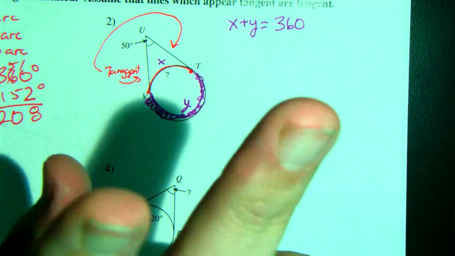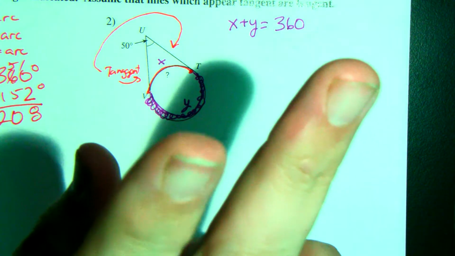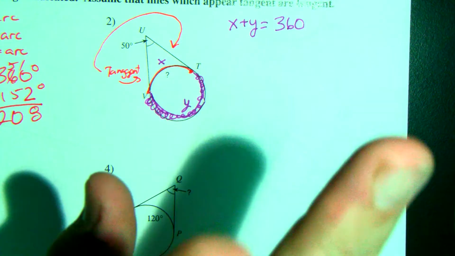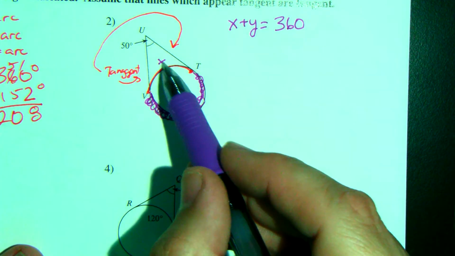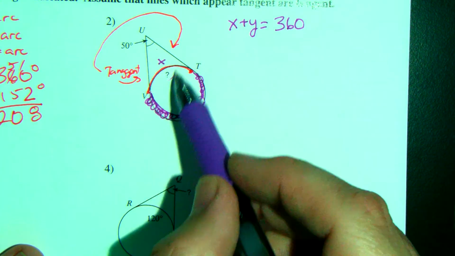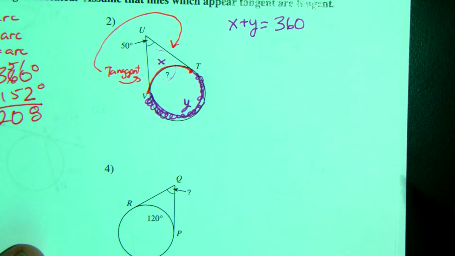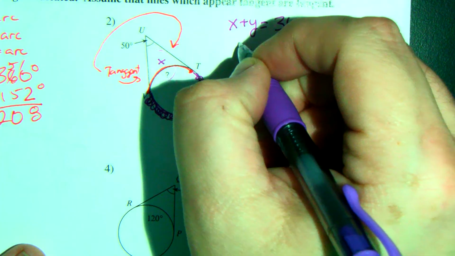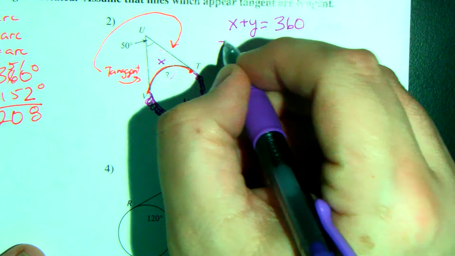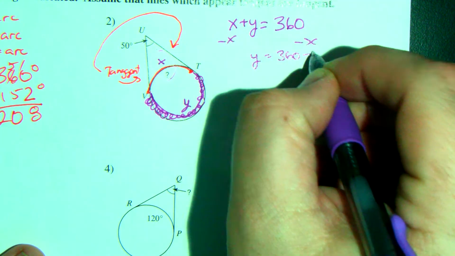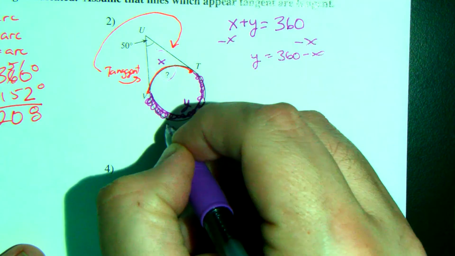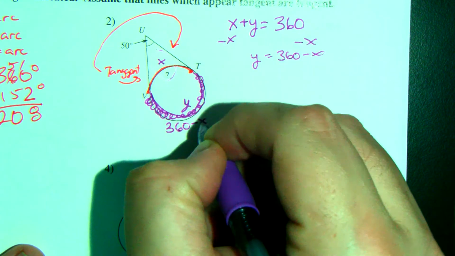Now, the number of equations has to be equal to the number of unknowns, or else you can't solve for the actual value. So I need to get rid of the x's or the y's. But since this guy's my x, and that's the question mark, I'm going to get rid of the y. So I'm going to subtract an x from both sides, and y is going to be equal to 360 minus x. So this guy's really 360 minus x. That's the answer? No, we're not even close to the answer. We haven't even set up the equation yet.